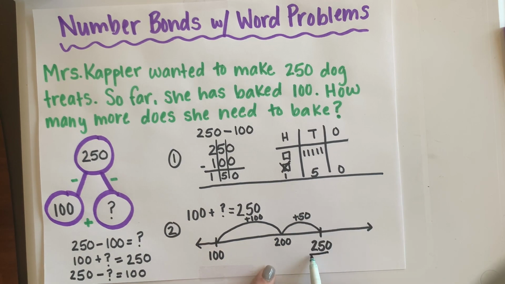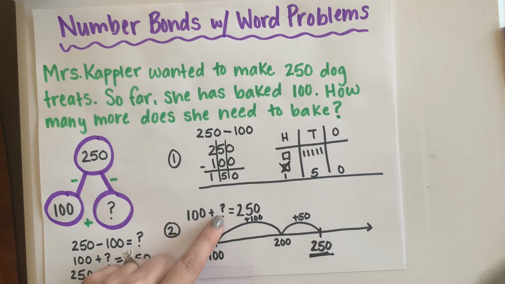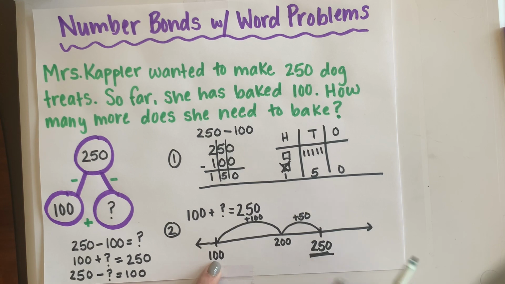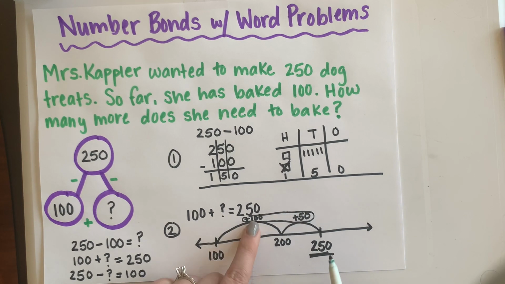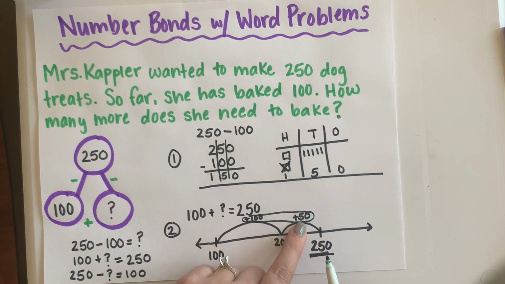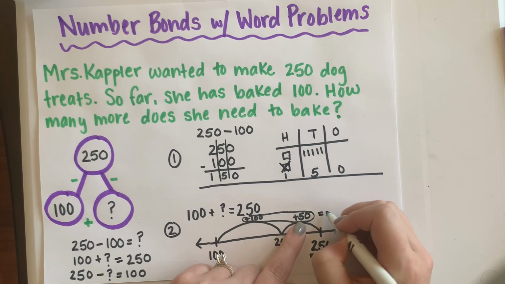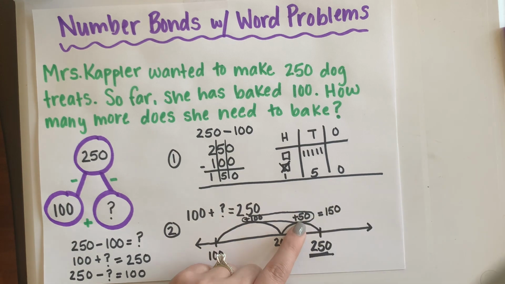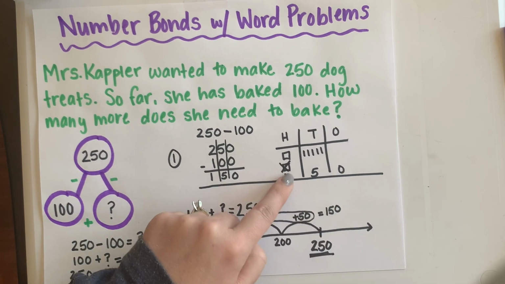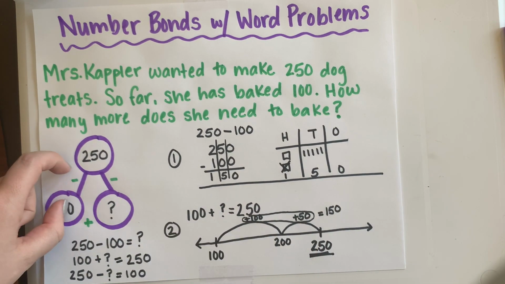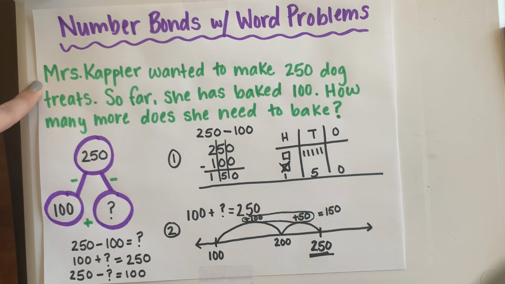And now I'm at 250, but we have to remember that what we're trying to figure out is how many numbers it took us to get from 100 to 250. So I'm going to add these two numbers together. 100 plus 50 equals 150. So either way I solved it using my number bond, I know that Mrs. Kapler needs to bake 150 more dog treats.